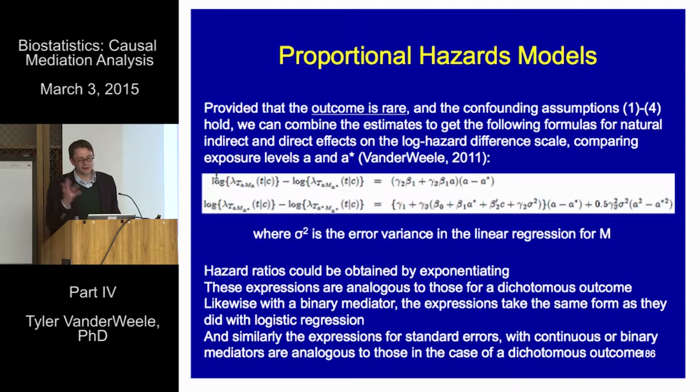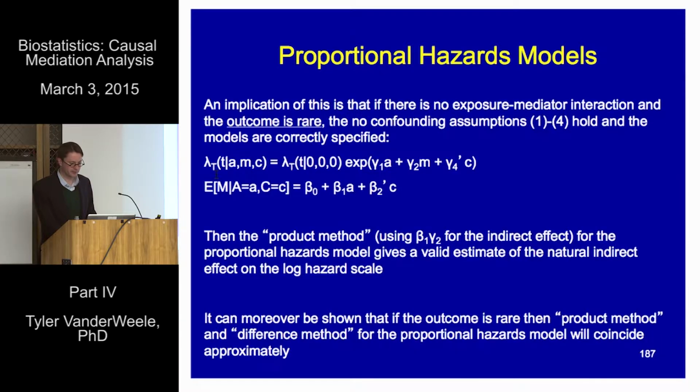We will go on to describe a method that can be used with the proportional hazards model with a common outcome using a weighting approach. We don't get analytic formulae, but it's fairly easy to implement in software, so we'll describe that at the end of this lecture. But if we're just using these sorts of formulas, then we need that rare outcome assumption. In the absence of exposure-mediator interaction, this actually just reduces to the product method as before. But once again, for that to work, we need the outcome rare at the end of follow-up.